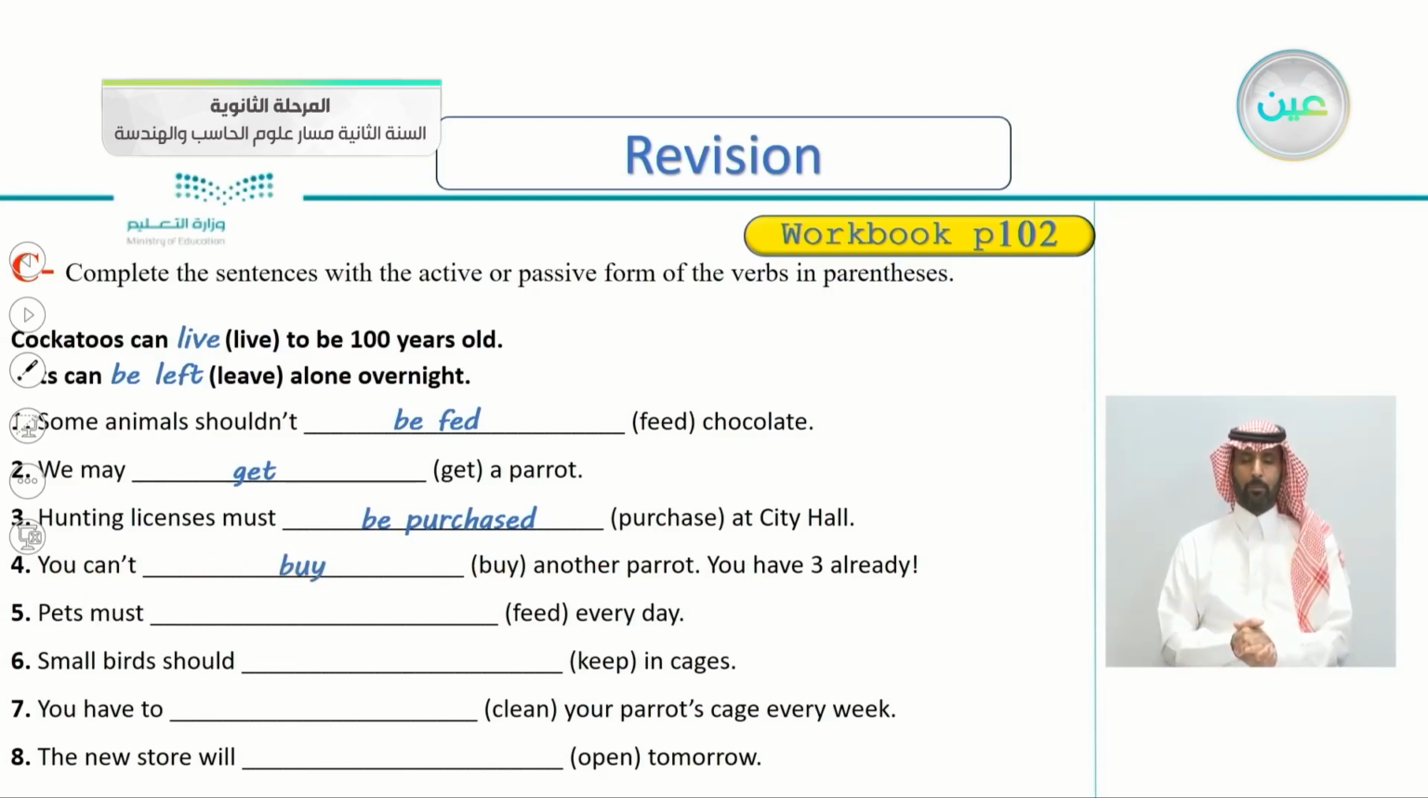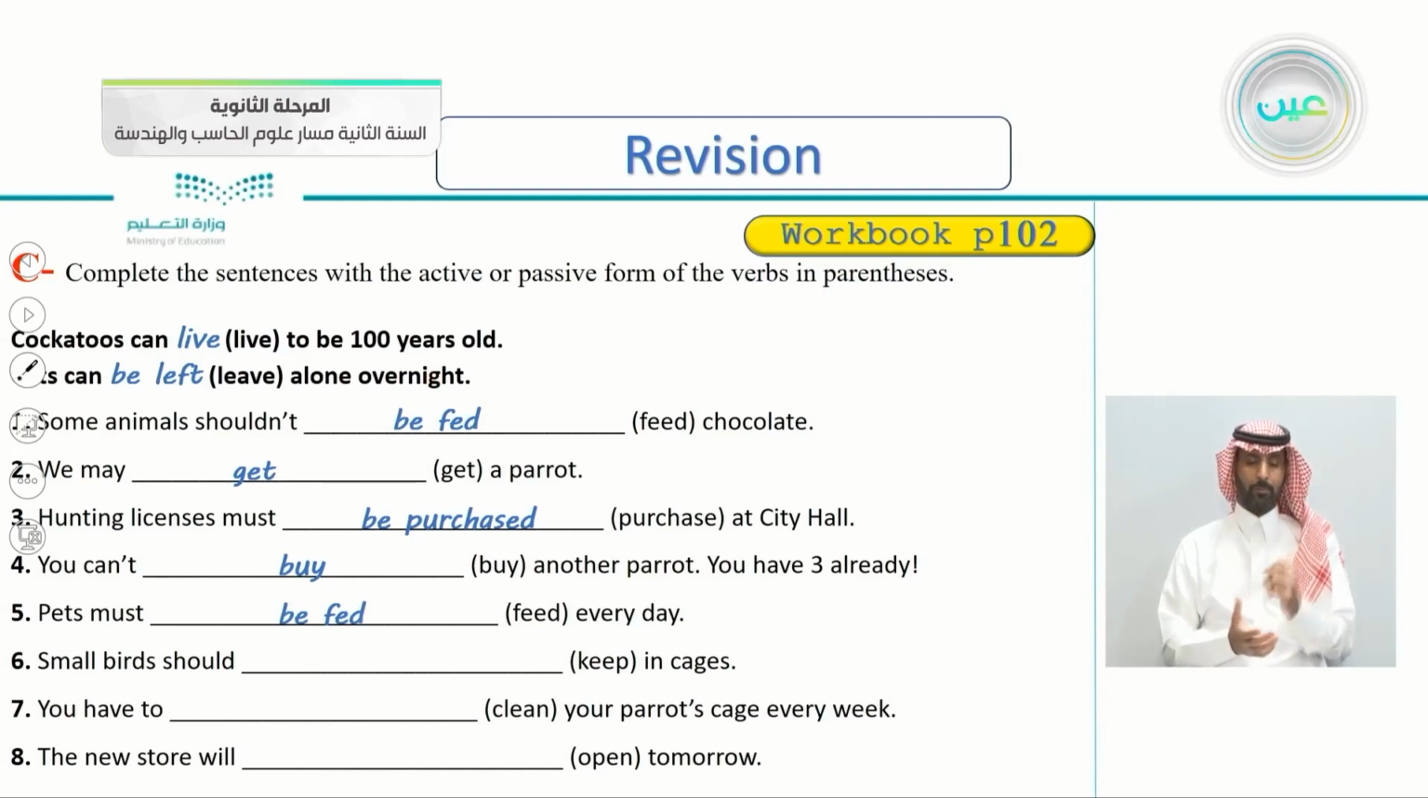Very good. Number 5, pets must feed every day. So the verb is feed. Who is feeding the pets? Pets must, yes, very good, must be fed. So we have 2 be feds here. Pets must be fed every day.